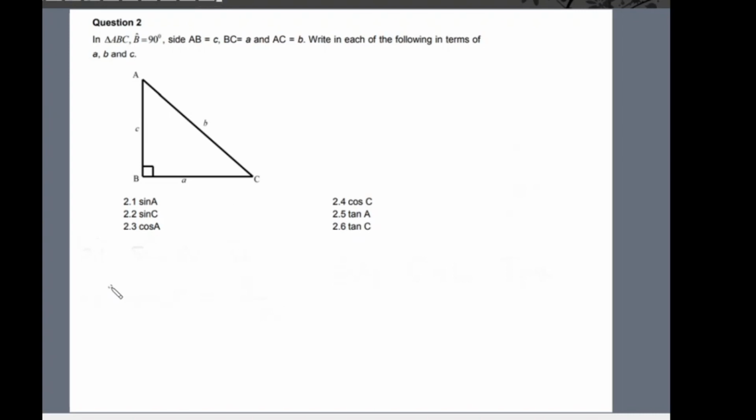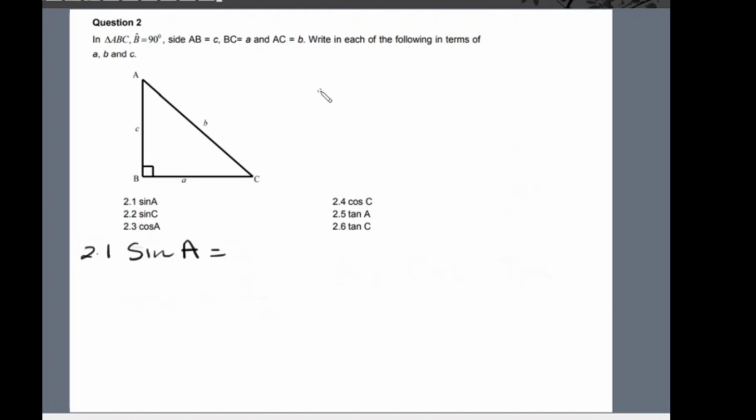Okay, so let's start with question 2. Question 2 says in triangle ABC, angle B is 90 degrees, side AB is C, side BC is A, and AC is equal to B. Write each of the following in terms of A, B, and C. Right, so again we are testing these trigonometric ratios. So 2.1 says write down sine A.